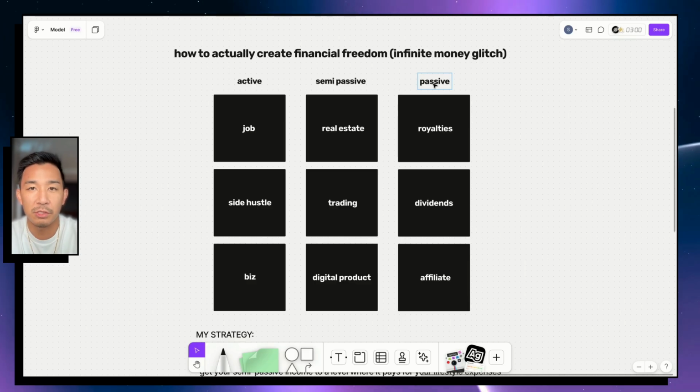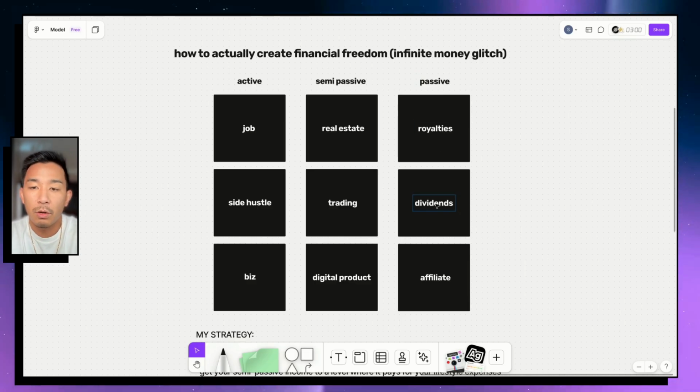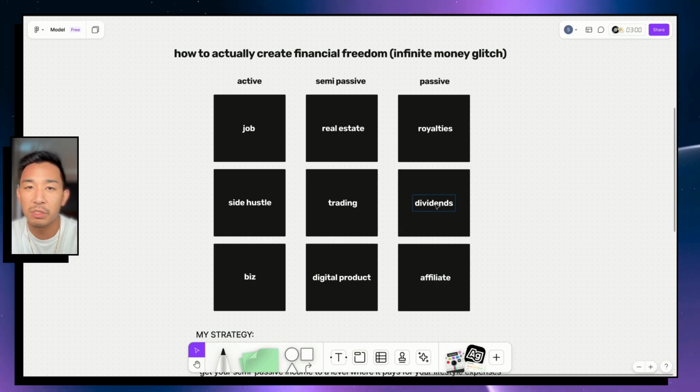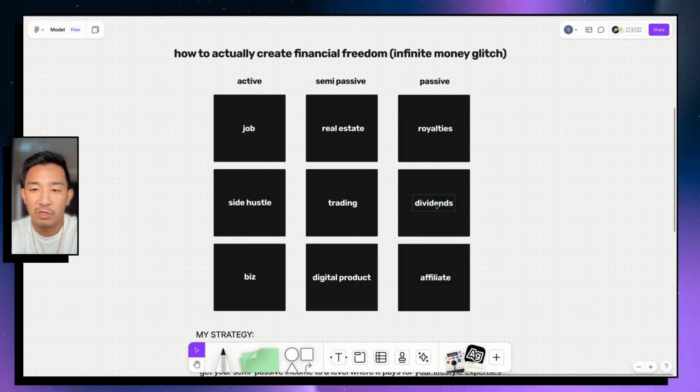And this is passive because you're not really having to do any work to get those royalties coming in. There are also dividend stocks. So dividend stocks, you buy a certain stock company that pays out a dividend. And my grandpa actually used this strategy to become a millionaire on a very modest salary.